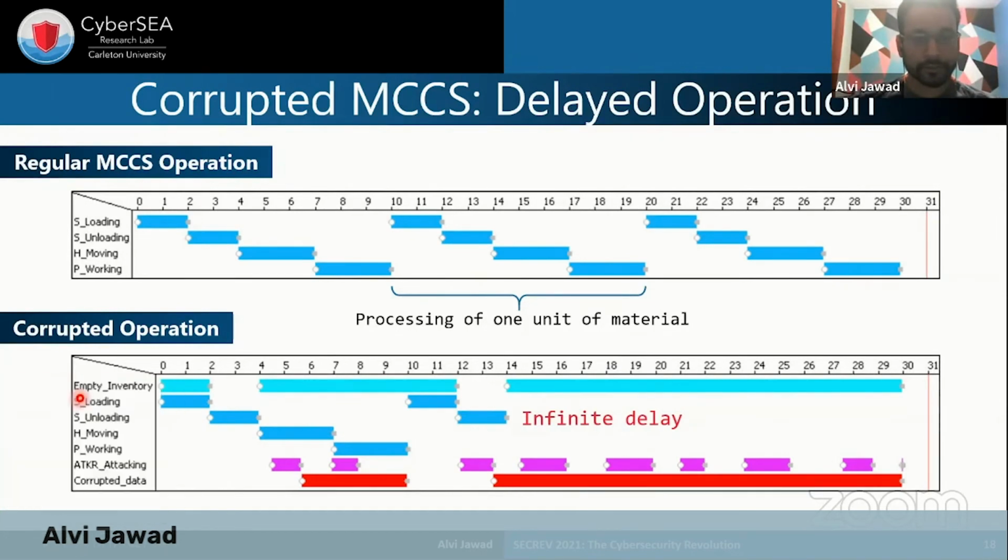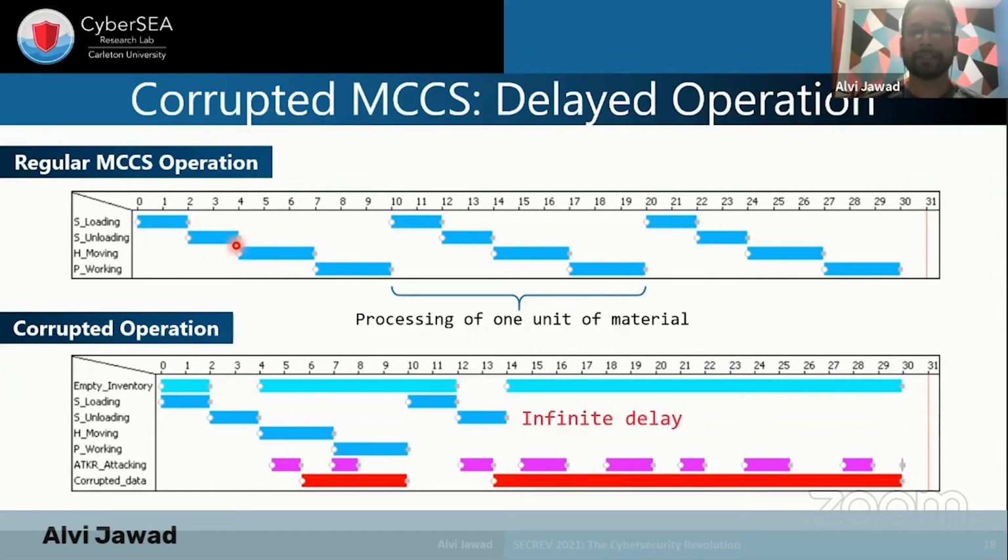Here, I'm just going to get the laser pointer to make this easier to see. So here we have the regular operation of the manufacturing cell control systems, and it's shown using these Gantt charts. As we can see, this is the loading and unloading operation of the storage agent, which takes some amount of time, 2 time units to be exact.